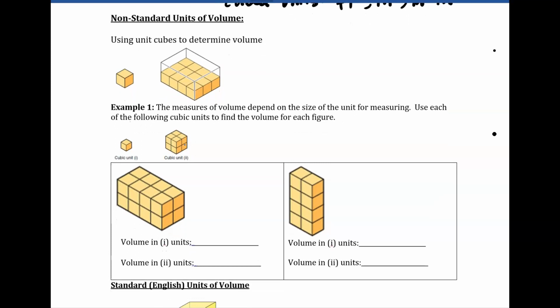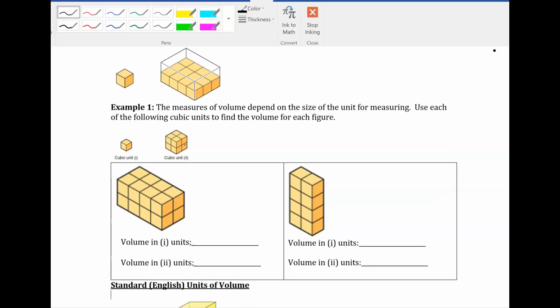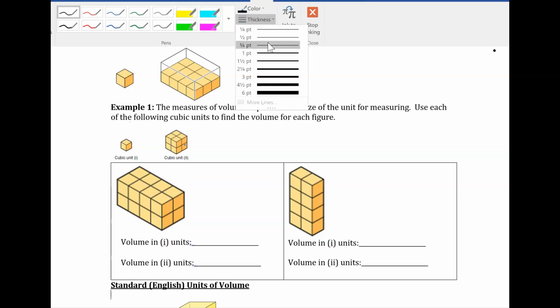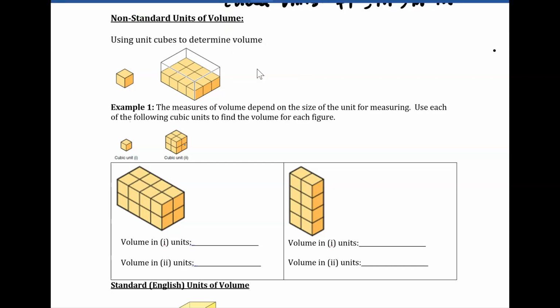So let's look at this example. This is screenshotted from your textbook, so you'll see it in your notes, but also in your homework. Basically, this problem asks you to use these two units, one at a time. Where it says cubic unit 1, let's look at this small cube, and you're going to ask yourself how many of these fit inside this prism, or how many of those fit inside this prism over here.